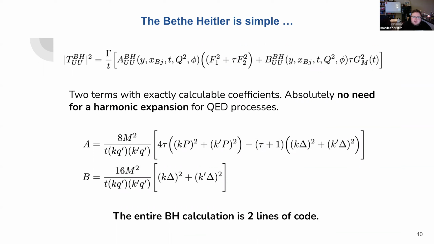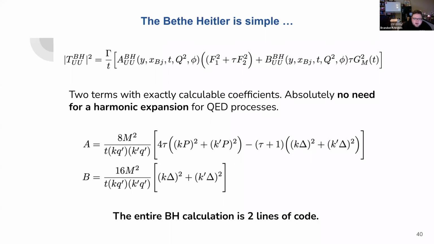One can also write out the Bethe-Heitler process, and it is extraordinarily simple. You can see that it takes on this form in which you have F1 squared plus tau F2 squared. This is like the GE component in elastic scattering. And also here's the tau GM squared, with various kinematic coefficients in front of them. These two terms come with exactly calculable coefficients.